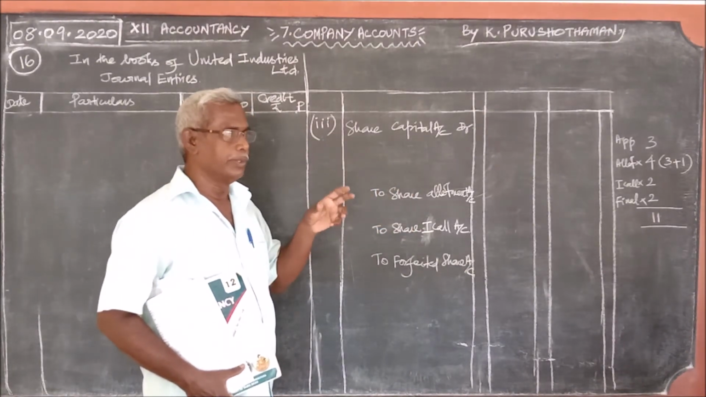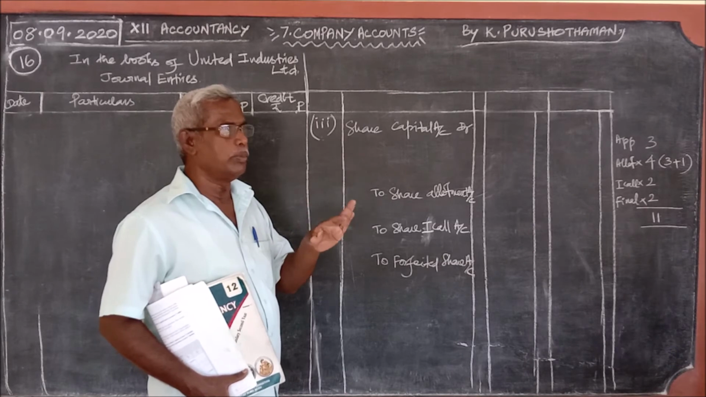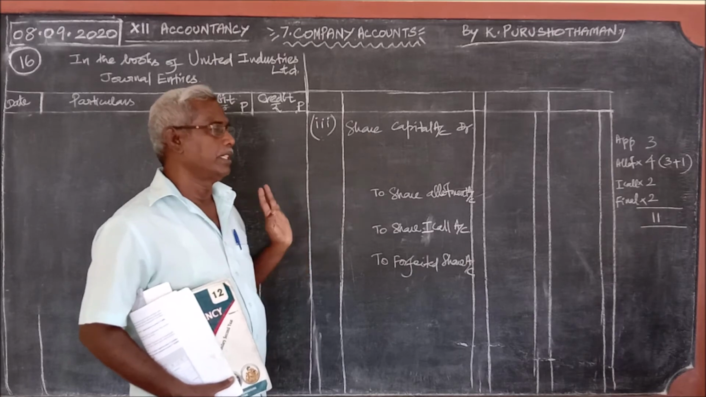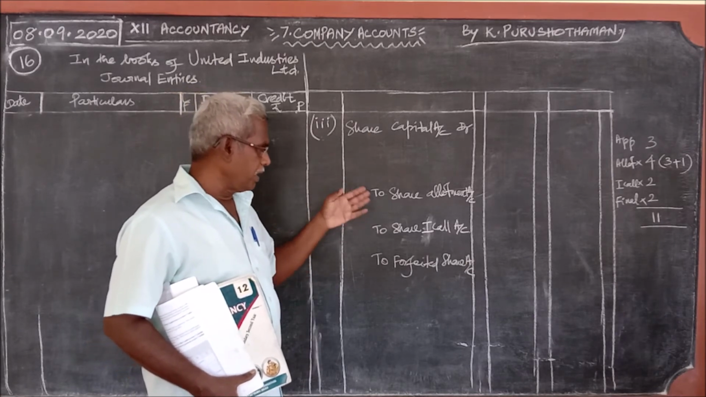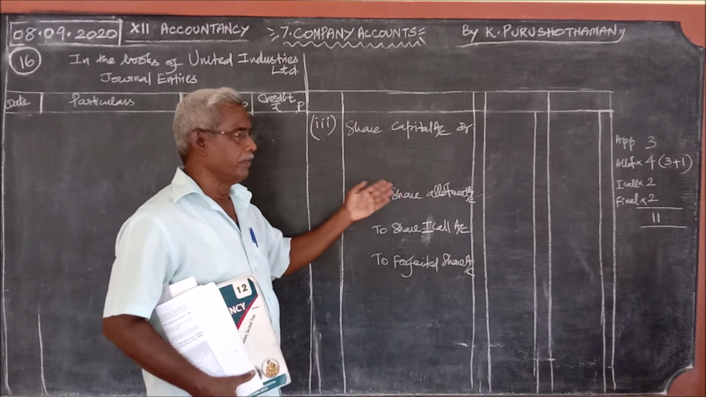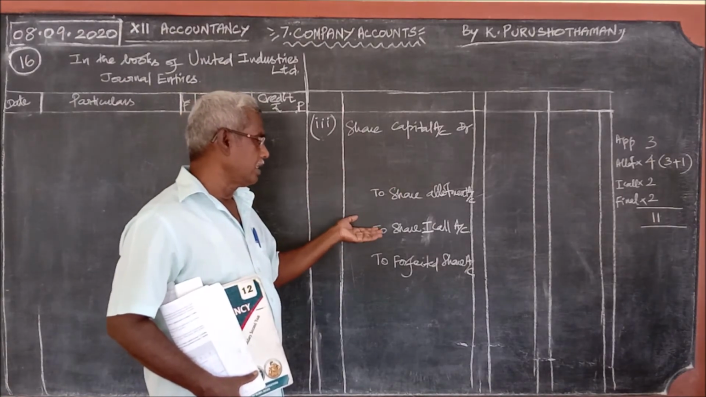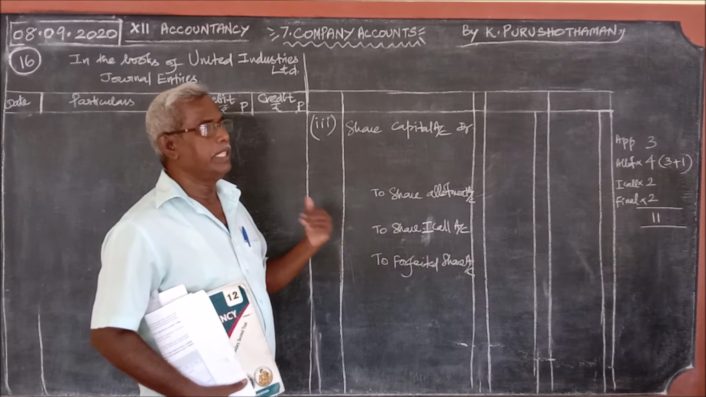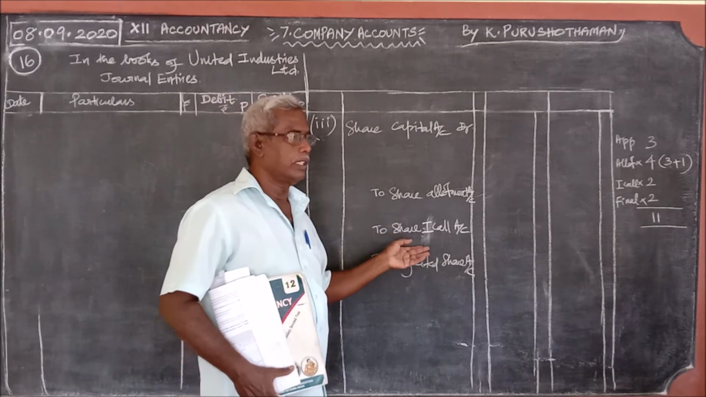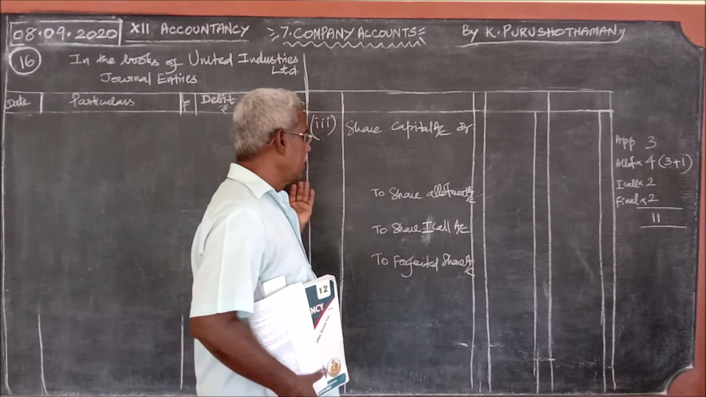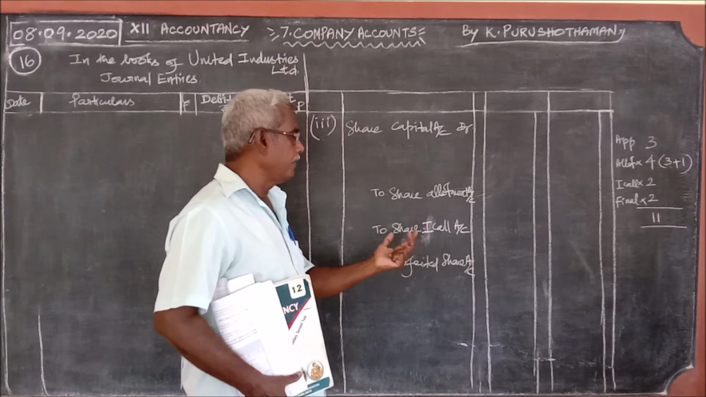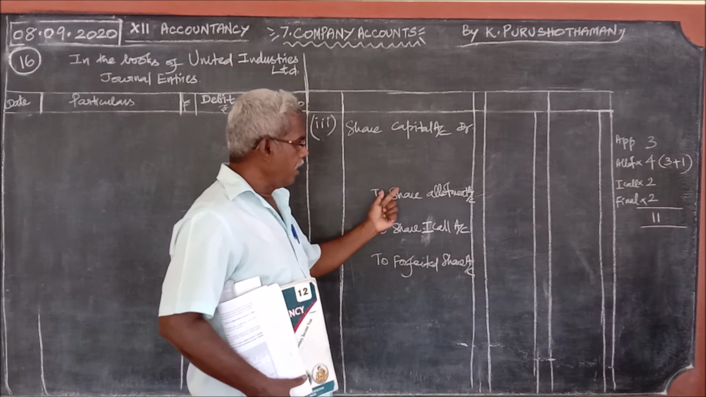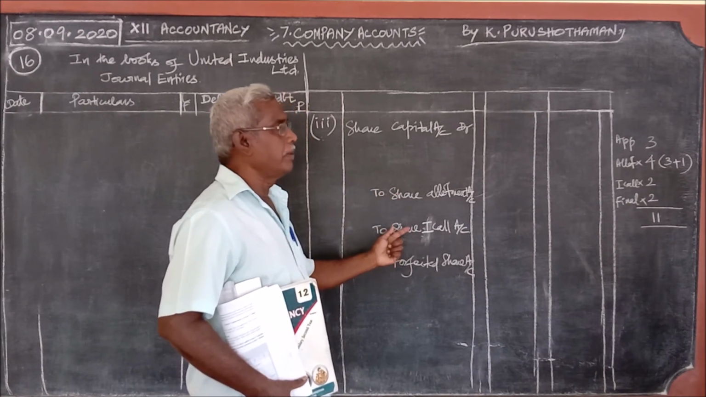Credit la innum konjam entry irukkum. What are the entries you should pass? For the stages for which the money is not paid. If allotment stage alone is not paid, you can stop it. If first call money alone is not paid, you can write it. If final call money is not paid, you can write only the final call. Here, in the previous one, allotment not paid, first call not paid, final call not paid, so we have written all the three. But in this, the allotment money and the first call money were not paid.